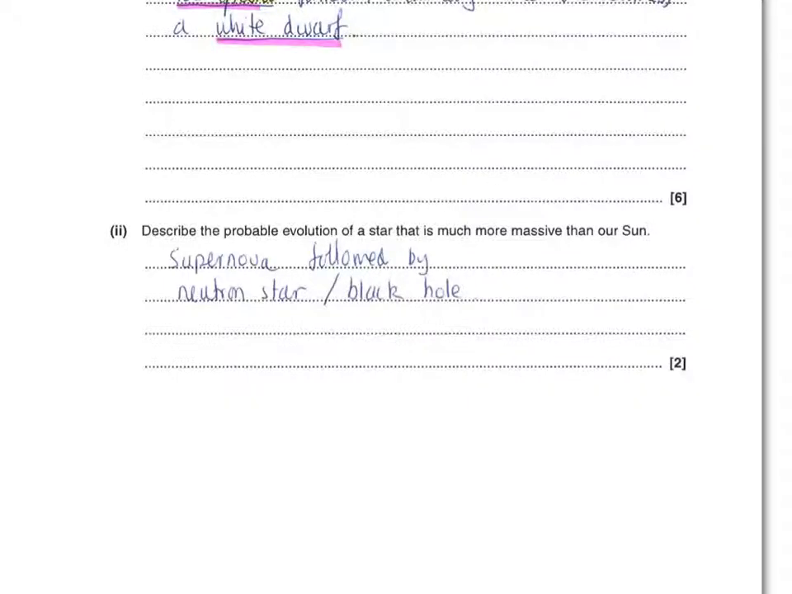Next part of the question, we just have 2 marks describing the probable evolution of a star that is more massive than our Sun. So more massive stars end their evolution more dramatically with a supernova. And following the supernova, we would expect either a neutron star or a black hole to be left behind.